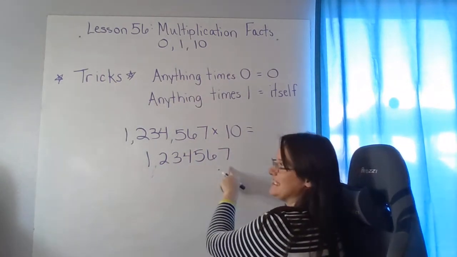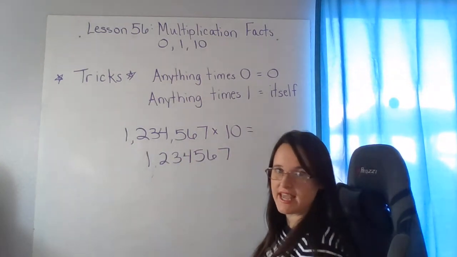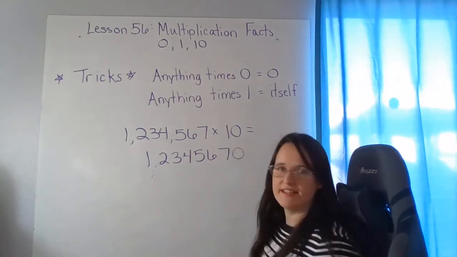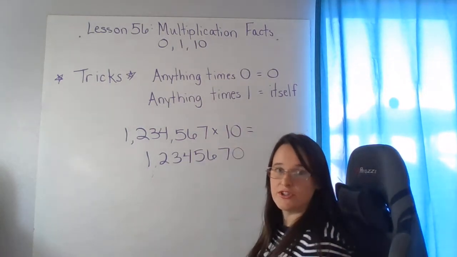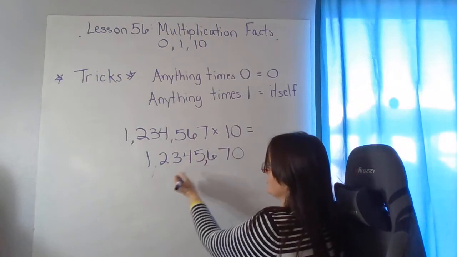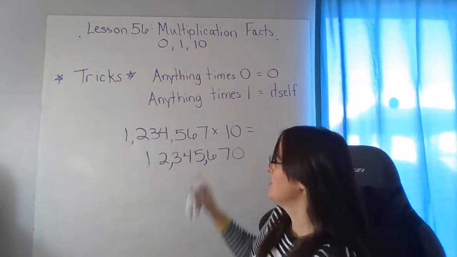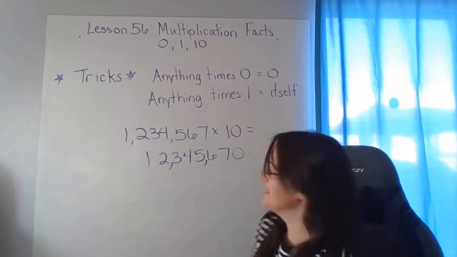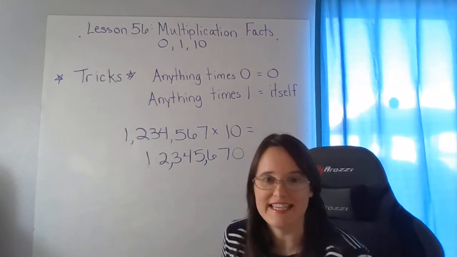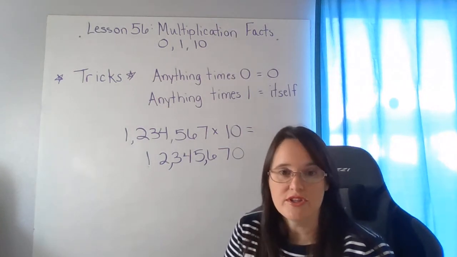So I've got my digits, same digits I have here, but since I'm multiplying by 10, I tack on a 0 to the end. So now I need to put in my commas every 3 digits. So 1 there and 1 there. So now it's 12,345,670 is our answer. Okay? So those are our tricks.